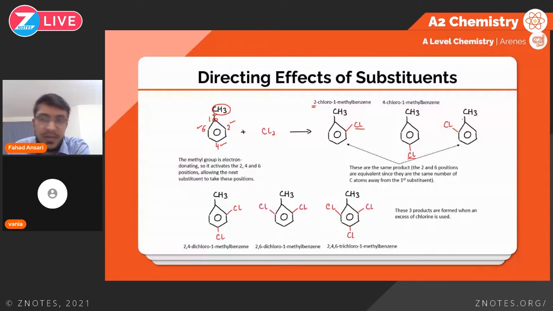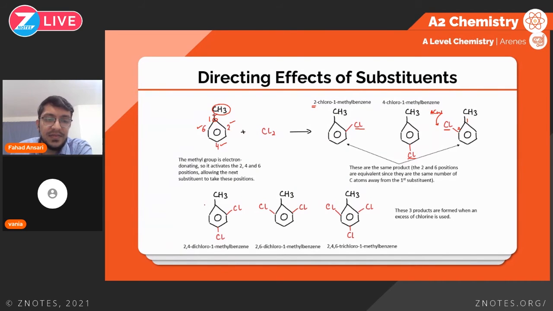Now, over here, there's one important point to note. This over here is not going to be called 6-chloro-1-methylbenzene because, remember, when we're naming, we have to target the smallest sum. We have to count the carbon atoms in that way that we get the smallest sum for the substituents. Over here, I'm not going to go clockwise now. I'm going to go anti-clockwise this time. And so this is going to be 2-chloro-1-methylbenzene. So they are the same, the first and the last product. So the 2 and 6 positions are equivalent because they're one carbon atom away from the first substituent.